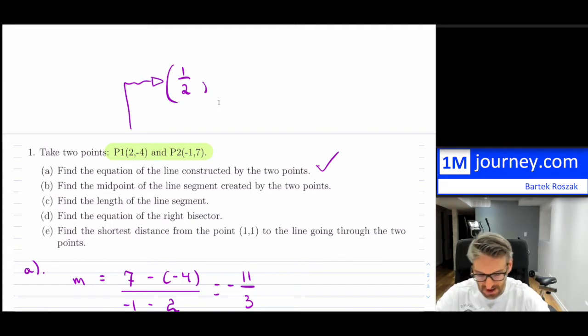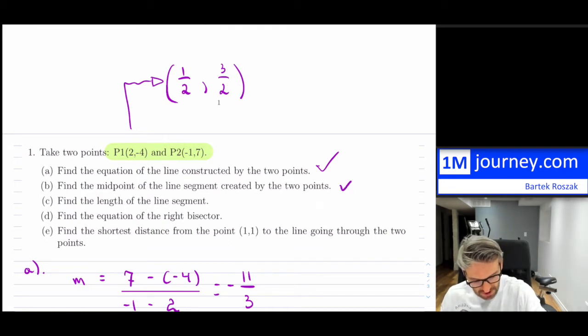That's the x value. The y value, we're going to be adding up the 2 y values. So it's going to be -4 plus 7, which is going to be 3. And 3 divided by 2 to get the midpoint. So that's going to be our midpoint of this particular line segment.